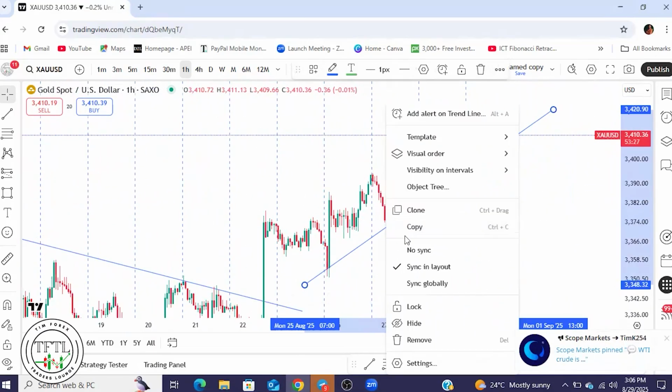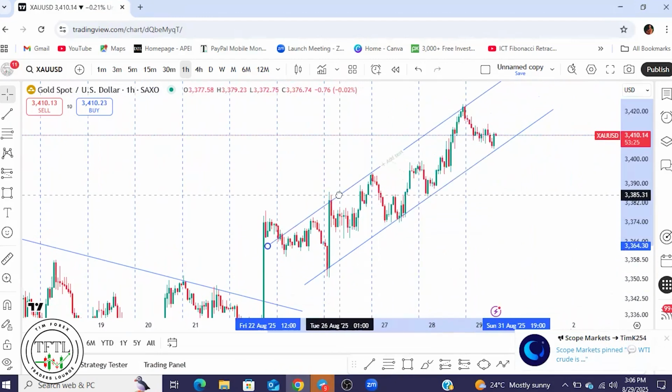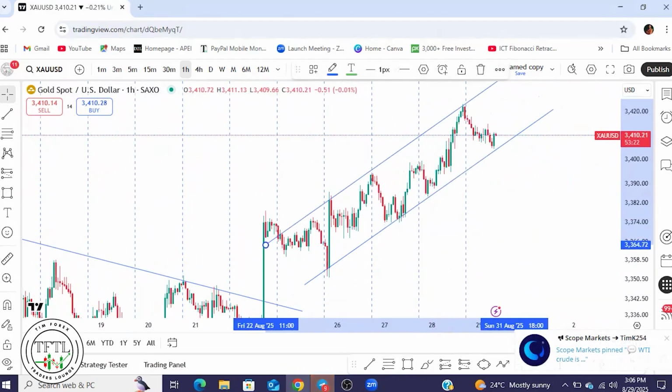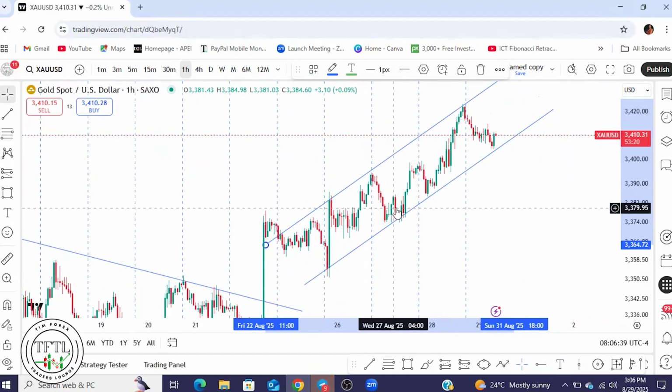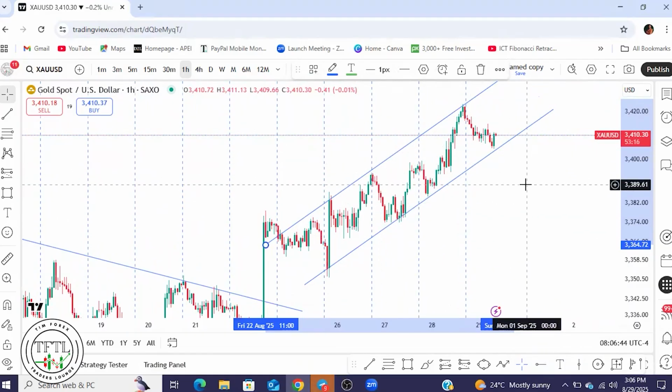If you look at this, you realize that it's a channel, right? You see that is a channel, okay? That's a channel that the market has been respecting here. So that is the market structure.